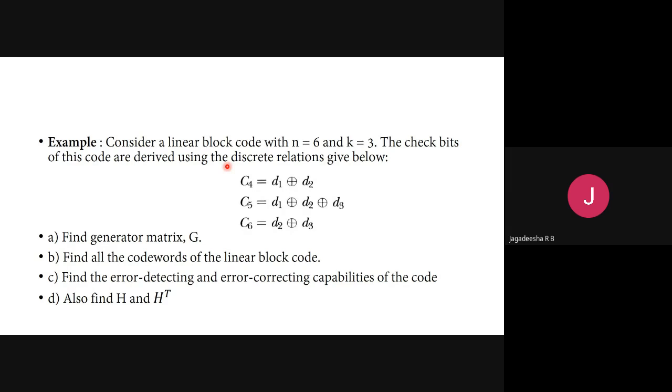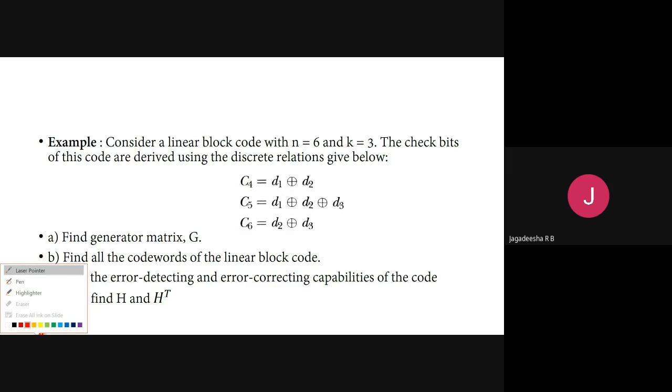Okay, the question is here. Consider a linear block code with n equal to 6 and k equal to 3. So by reading this, what do we get? We have 3 data bits, and we want to convert these 3 data bits into a code word whose size should be 6, right? The check bits of the code words are derived using the relation here. What are check bits? Check bits are the redundant bits that we add, right?